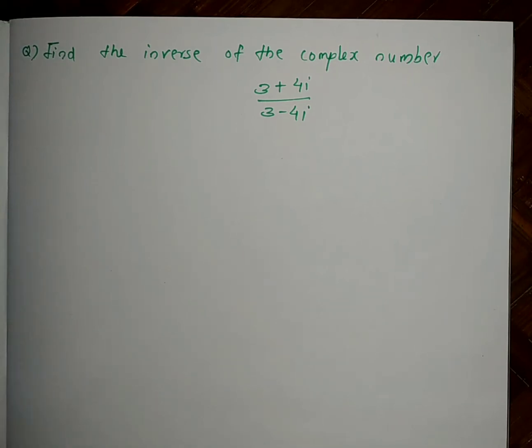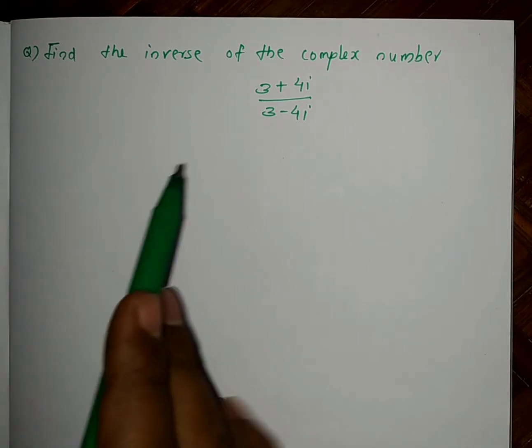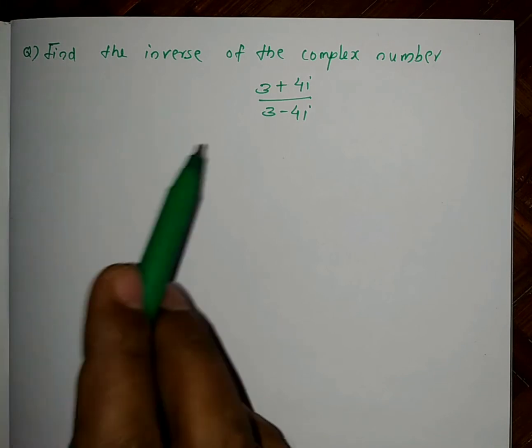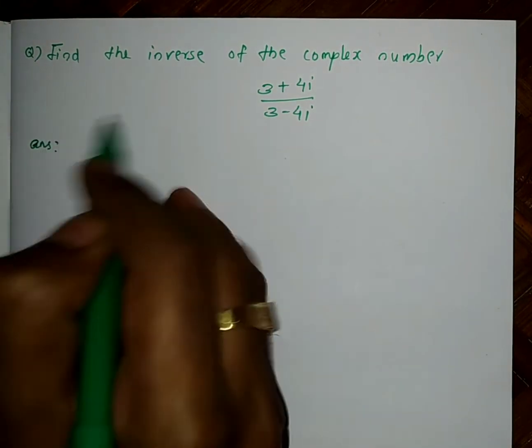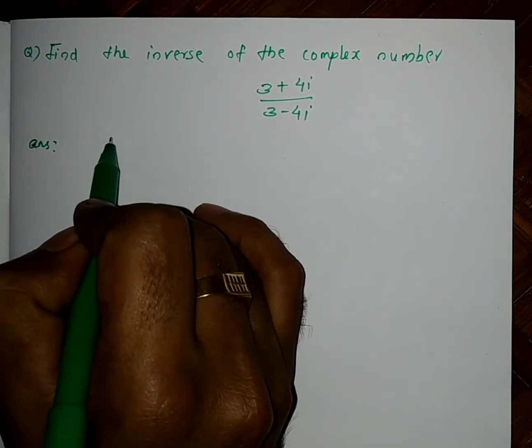Find the inverse of the complex number (3 plus 4i) divided by (3 minus 4i). Complex numbers are important in higher physics. Now, we will see a complex number in the inverse. First of all, let us name (3 plus 4i) divided by (3 minus 4i) as z.